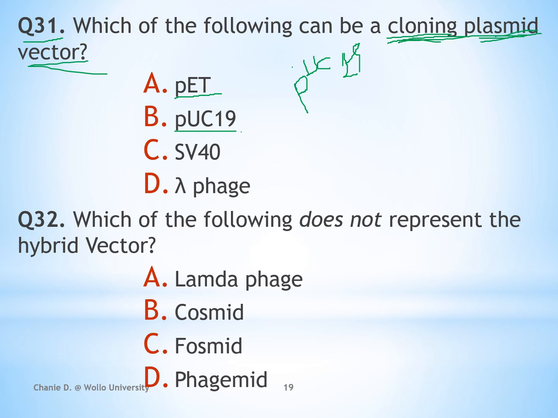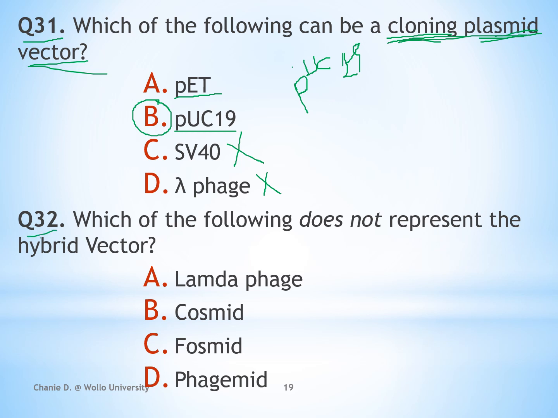SV40 is not a plasmid, it is a viral vector. Lambda phage is also not a plasmid, it is a viral vector. So the correct answer will be from A and B. Here B is the correct answer for cloning plasmid. pET is the expression vector. So B is the correct answer for question number 31.